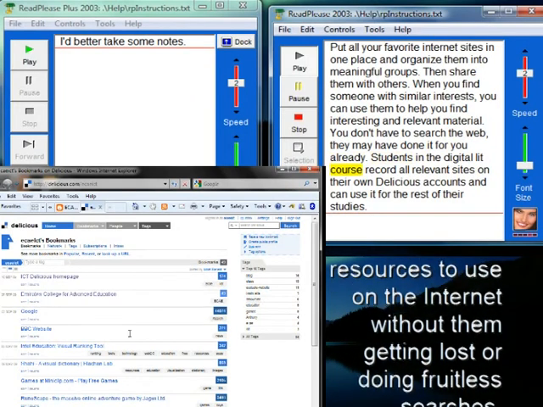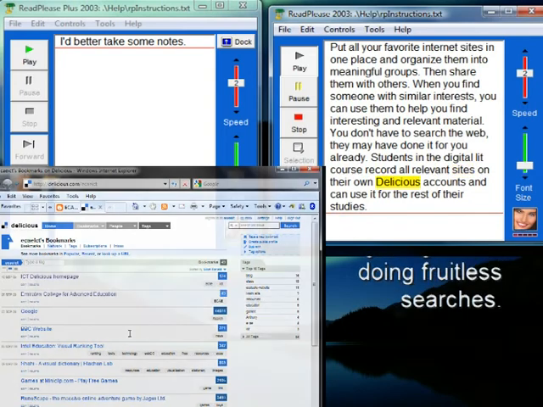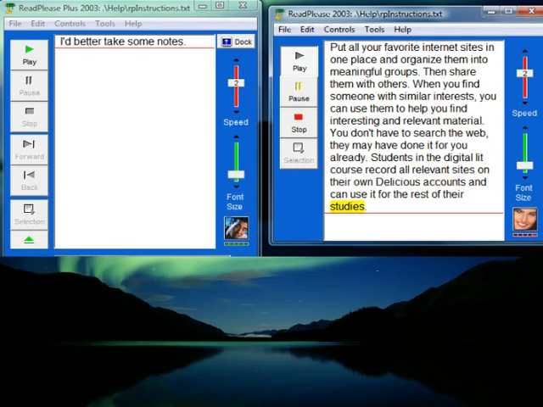Students in the Digital Lit course record all relevant sites on their own Delicious accounts and can use it for the rest of their study.